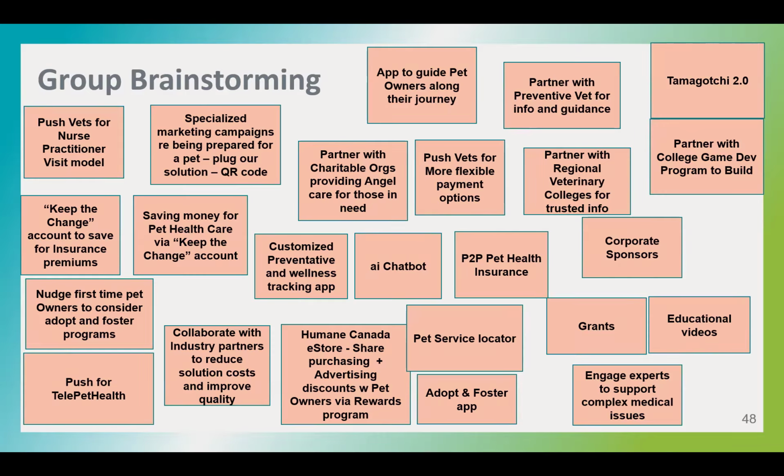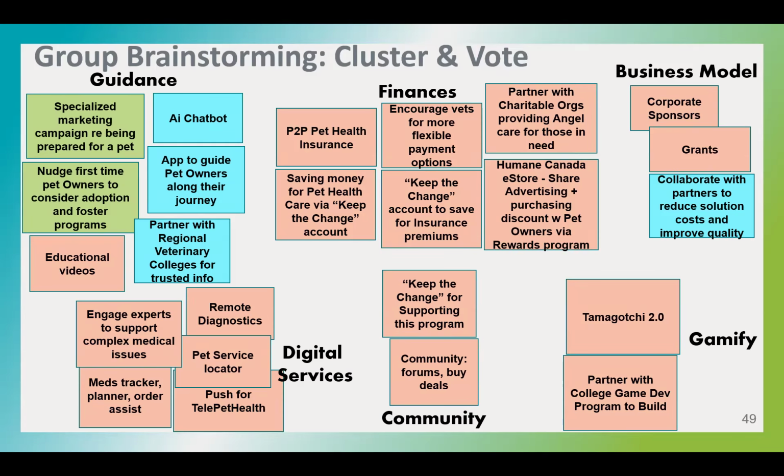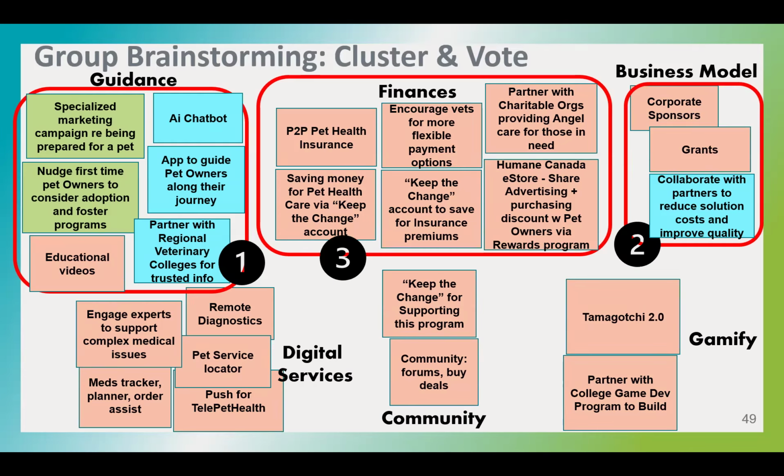So now we did our great group brainstorm. So here we are. We've got all of our ideas out here. We spent half an hour, 45 minutes coming up with ideas. And then the next step is we cluster them. So we group them into different clusters: guidance, finances, business model, digital services, community, and gamify. And then we vote on those clusters. So everybody gets some votes and we pick the ones that we think are the right ones based on our problem statement. And so we came up with 1 guidance, 2 business model, 3 finances.